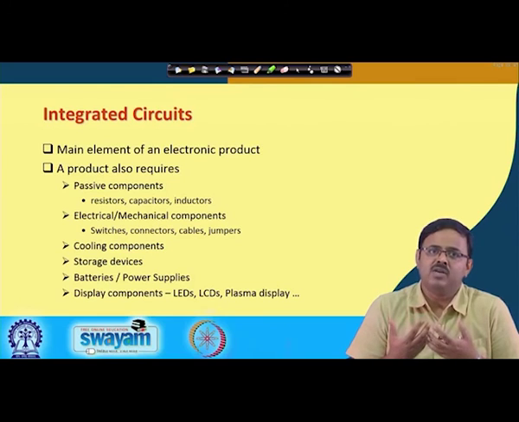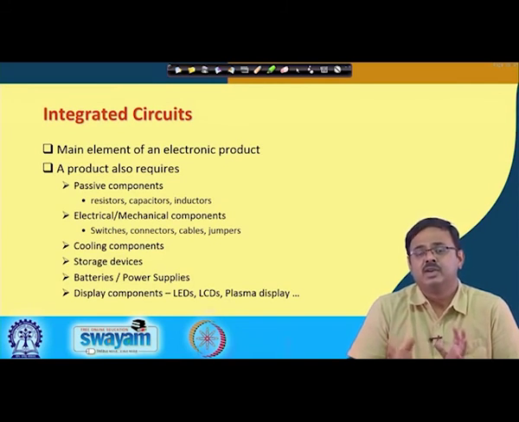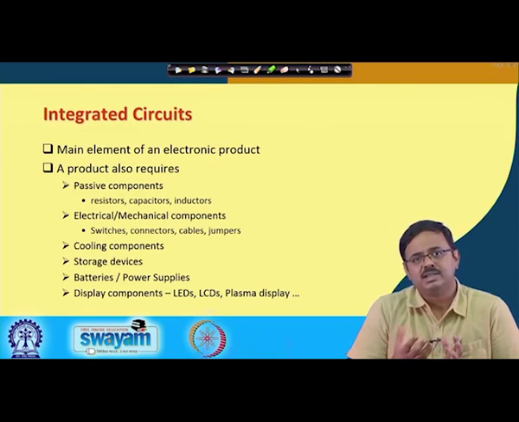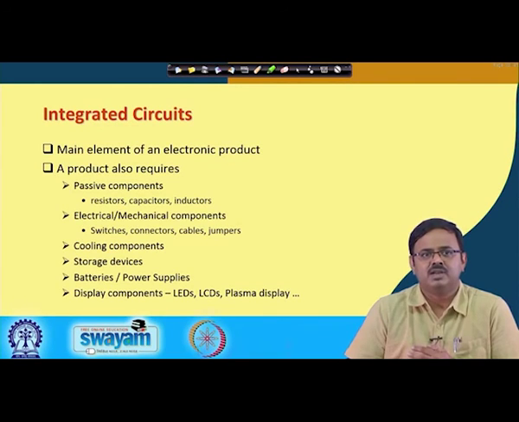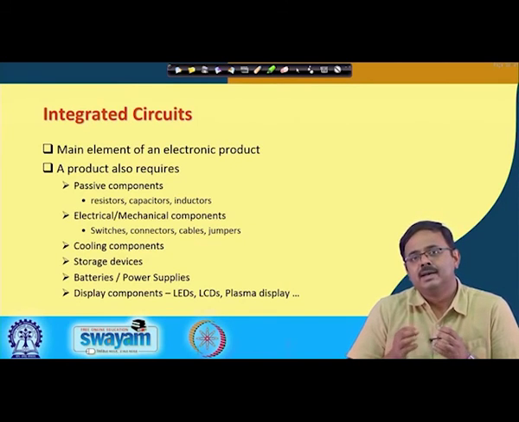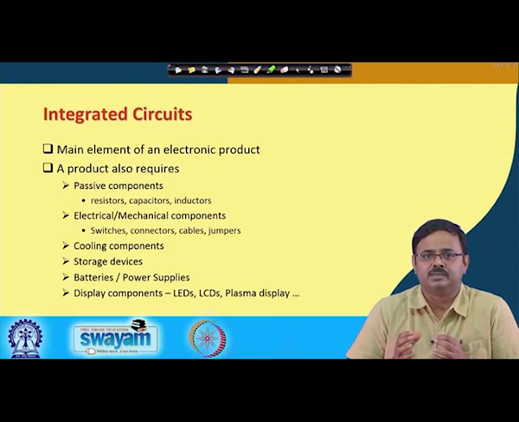But along with that integrated circuit, which is a piece of silicon with primarily transistors inside, you have memory, on-chip memory, and so on. You also need many other components in that system. There are mechanical components as well: switches, connectors, cables, jumpers. These all form part of packaging, and we are going to talk about them. There are cooling components, because your product has to operate within a maximum allowable temperature, so the heat has to be dissipated.